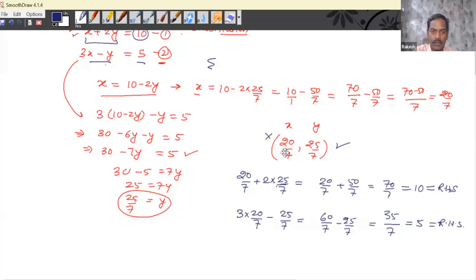Correct? So this is 99% of cases for MBA entrance. This is how the two equations will be given, right? And you have to find the solution. Usually the questions are not that simple wherein you have just been given the equations you have to solve.